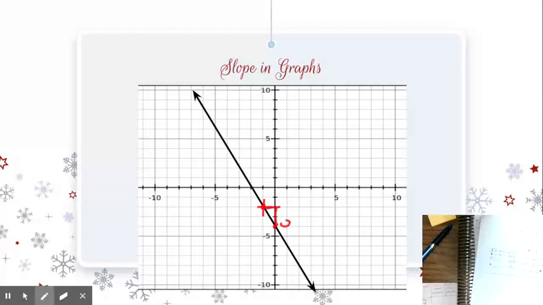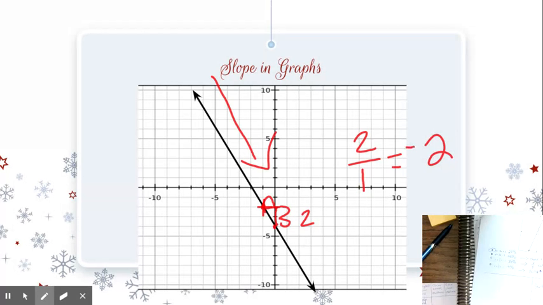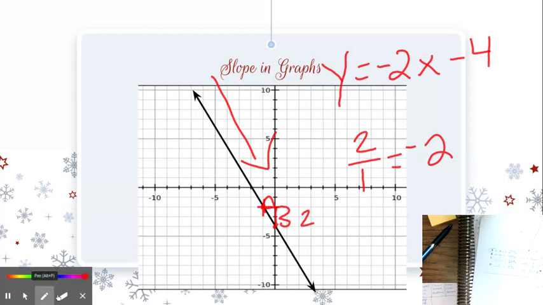So I'm going to count 1, 2. So 2 is up, so that goes on top, and then 1 over. So 1 over goes on bottom, and that reduces to 2. And if you see, that goes down from left to right, so it's going to be negative 2. Okay, so when I write this equation, y equals, the slope goes with the x, negative 2x, and then I crossed right here at negative 4, minus 4. Okay, so up and over.